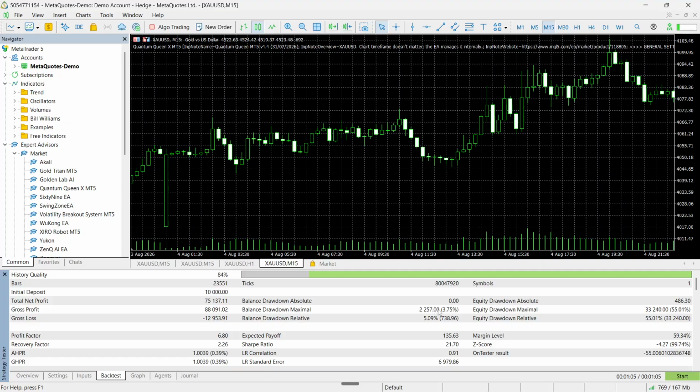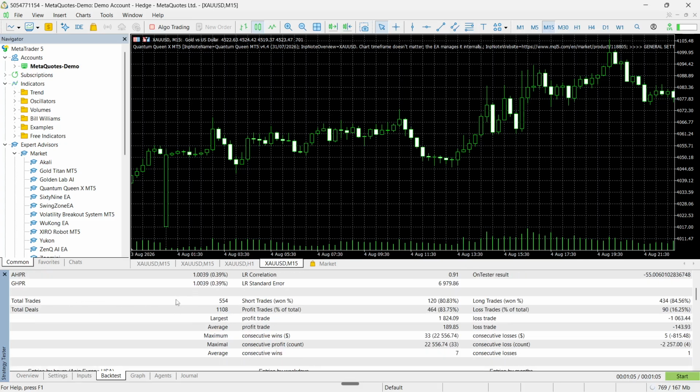However, the drawdown was 3.75%, which is a little bit substantial and indicates that floating losses during open grid or multi-position sequences were significant before recovery. All right, we can see that the equity drawdown, which is a maximum of 55%, is quite substantial, as I previously said.